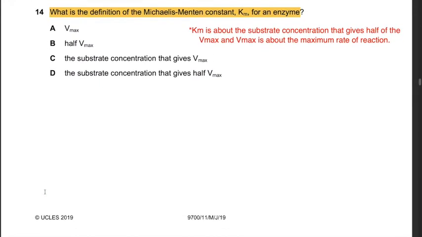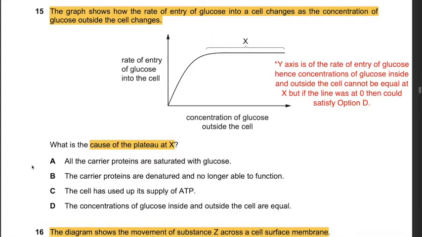Question 14. What is the definition of the Michaelis-Menten constant Km for an enzyme? The definition for Km is that it is the substrate concentration at which half of the Vmax takes place, and Vmax is the maximum rate of reaction. Therefore, if you go to the answers A, B, C and D, the answer is D, the substrate concentration that gives half of Vmax.